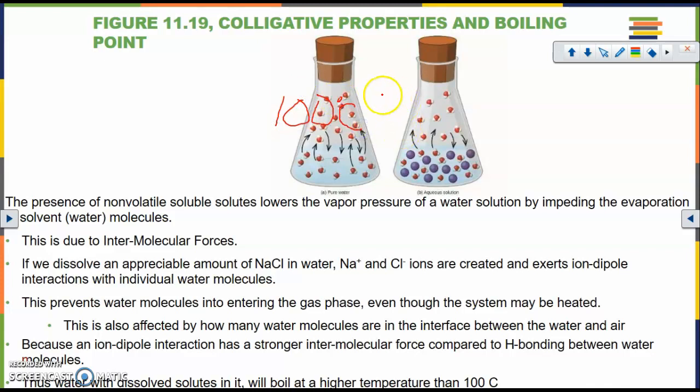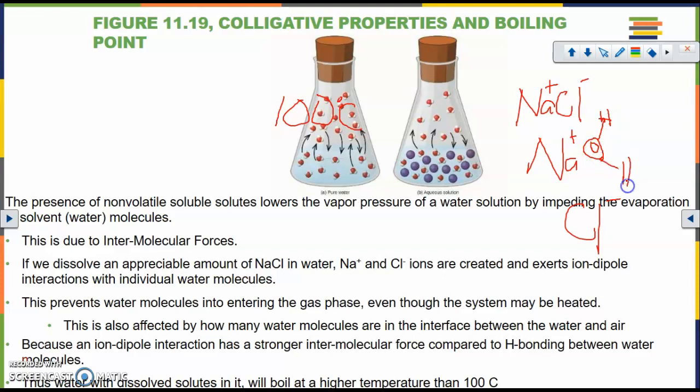If you introduce solutes, especially ionic solids, we know for a fact that ionic solids in an aqueous solution split up into their constituent ions, the sodium ion by itself and the chloride ion by itself. The positively charged sodium ion is going to interact with the oxygen, and remember, there are two hydrogens on a lot of water molecules. And for the chloride ion, it's going to be the opposite.